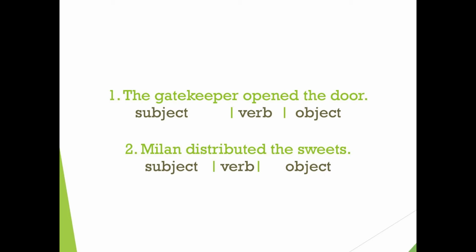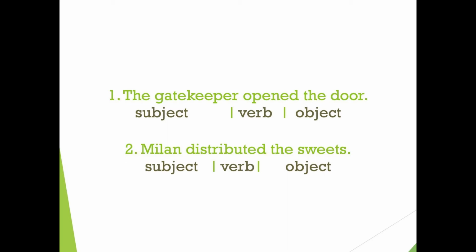Likewise, Milan distributed the sweets. So here, Milan is subject because we are talking about Milan. Verb is distributed because it is an action. And what does he distribute? He distributes the sweets. So the sweets are object. So what gets affected by the action, that is known as object. And the door, the sweets, both of these are getting affected by the actions of the subjects. So both of these are object.